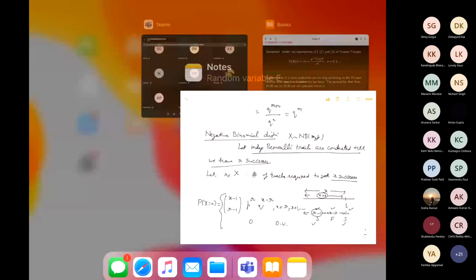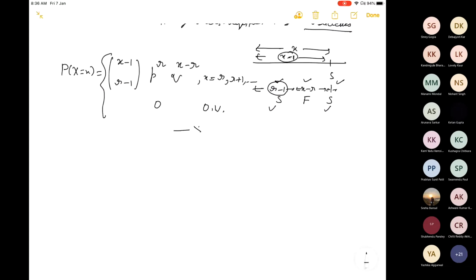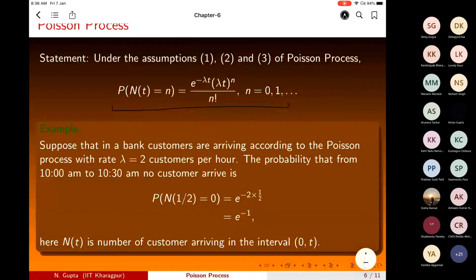Okay, so we want to show this, but the proof is somewhat lengthy. Okay, so let me take this as P_n(t). Define this as P_n(t).